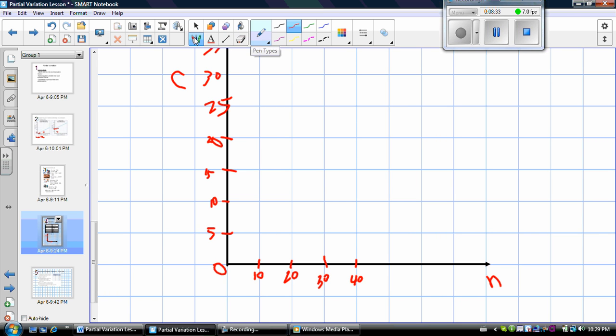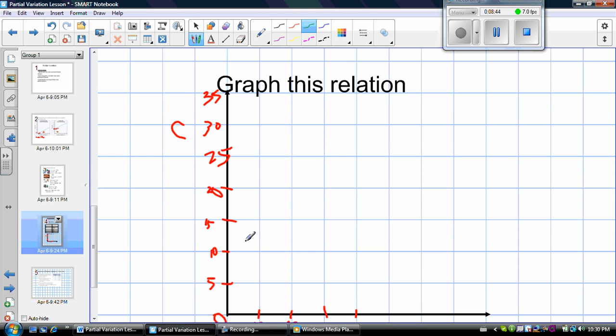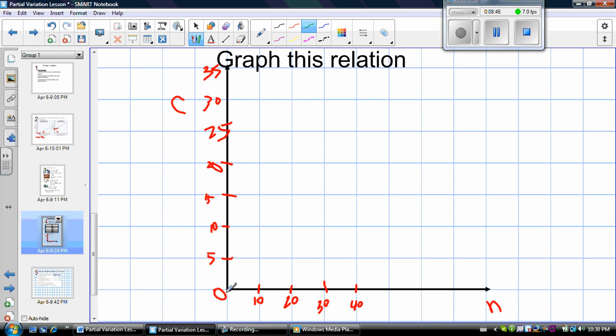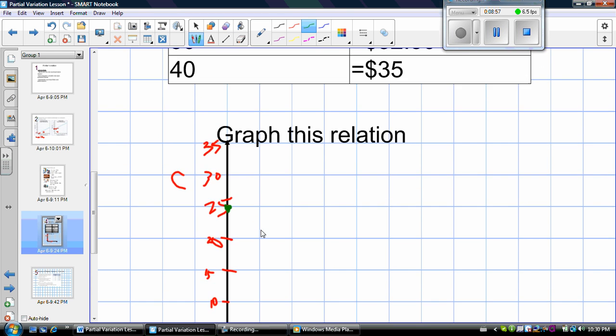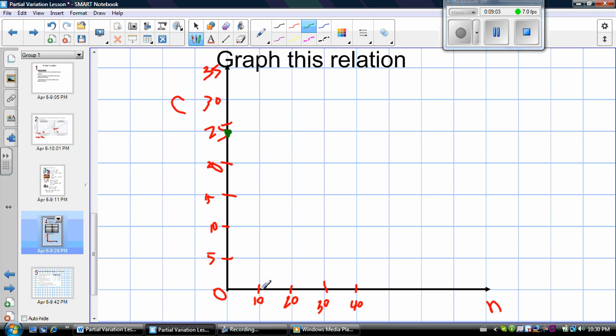Okay, now I'm going to plot my points over here. I'm going to choose green to plot my points. Okay, so my first point that I'm going to graph is 0 and 25. So I'm going to go to 0 on the x-axis, and I'm going to go up to 25. And there's my point going to be right there on the y-axis. And my next point is going to be 10 and 27.50. So 10 and 27.50, it'll be between 25 and 30. There's my next point.